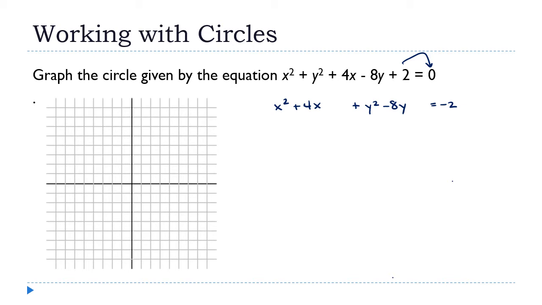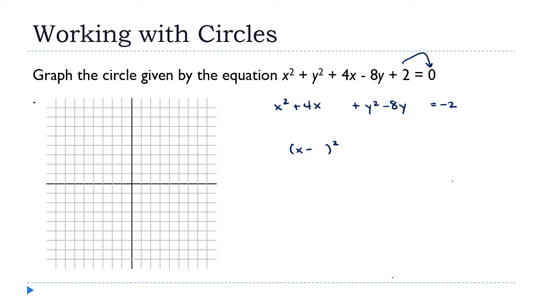Now I need to make this into something that I can factor and look like x minus h squared. Maybe there's a plus in there, but I need it to be a perfect square. You remember, we have a method for turning a polynomial into a perfect square. It's called completing the square. Right? And you remember how we do this.